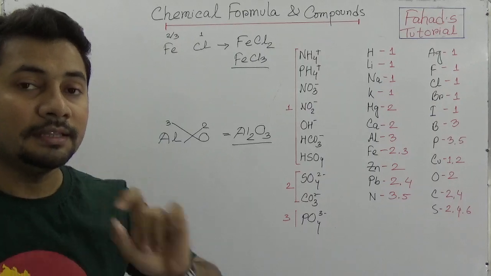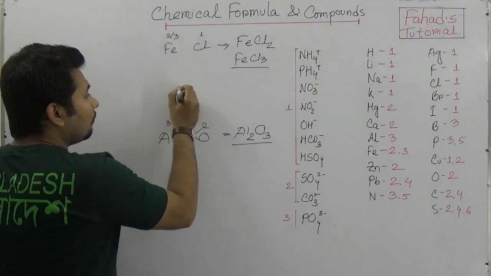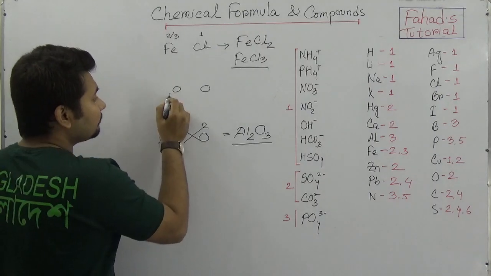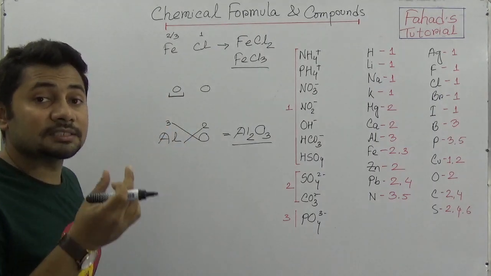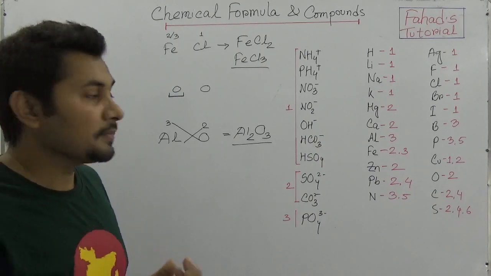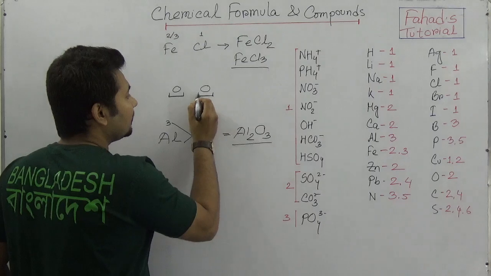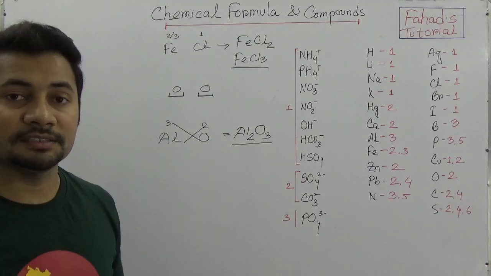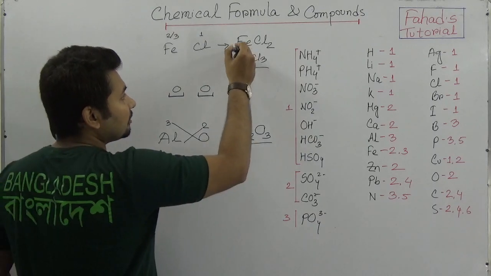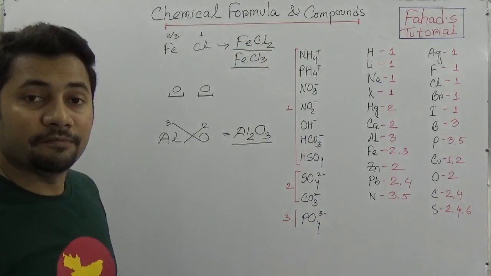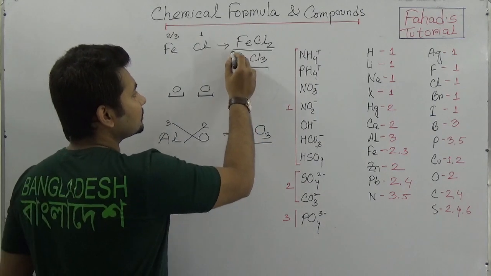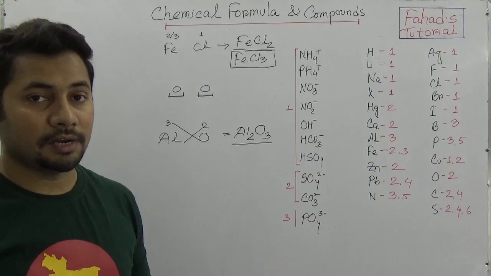As we know, if there is more than one valency of an element, then if the lowest valency is used, the name should end in -ous. And if the maximum valency is used, then we say -ic. So the name of this compound should be ferrous chloride, and the name of this should be ferric chloride.